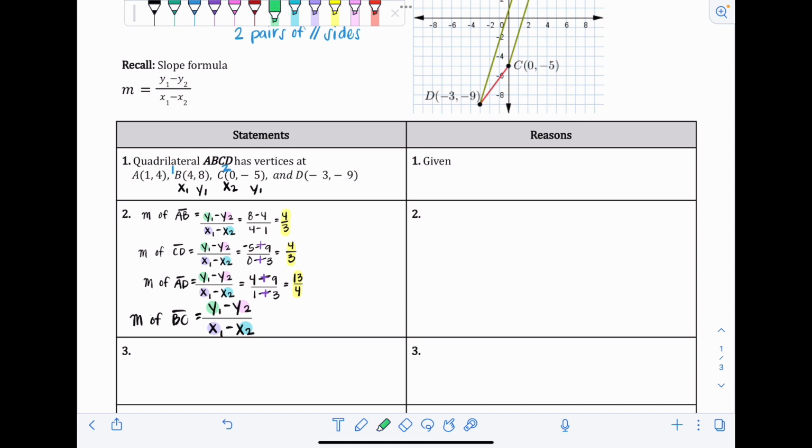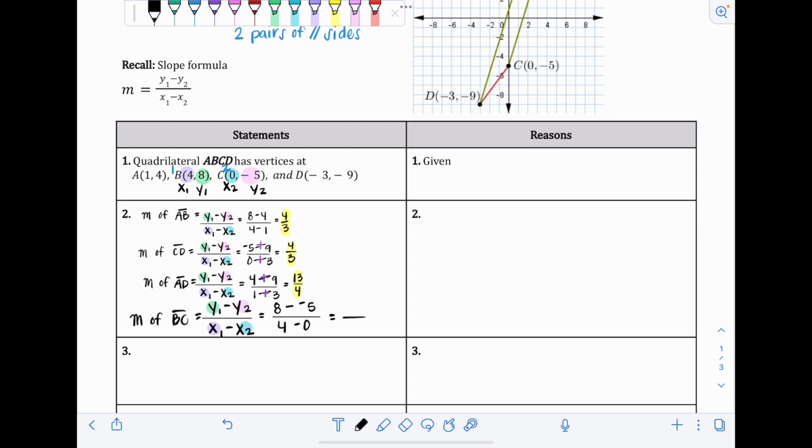I accidentally put y1 instead of y2 on point C, sorry. Point C was point number 2, so x2 is going to be 0 and y2 is going to be -5, and then point B is my point 1. So y1 is 8, and y2 is -5, and x1 is 4, and x2 is 0. So we'll plug everything in. y1, that was 8. y2 is -5, so minus -5. x1 is 4, and then minus x2 is 0.